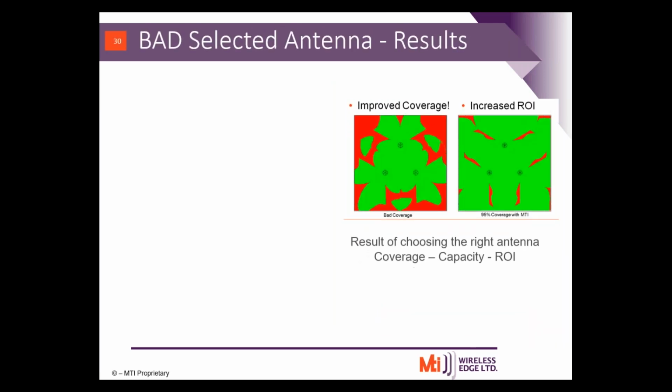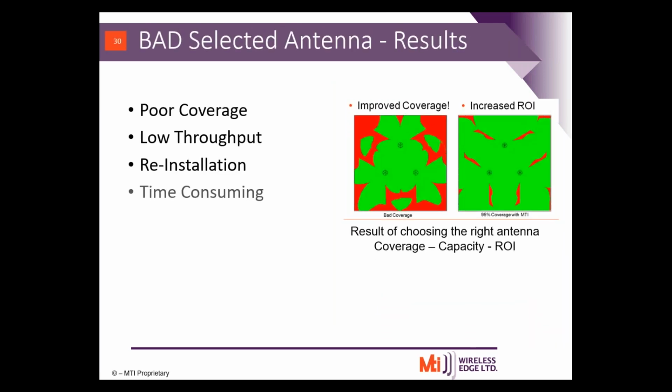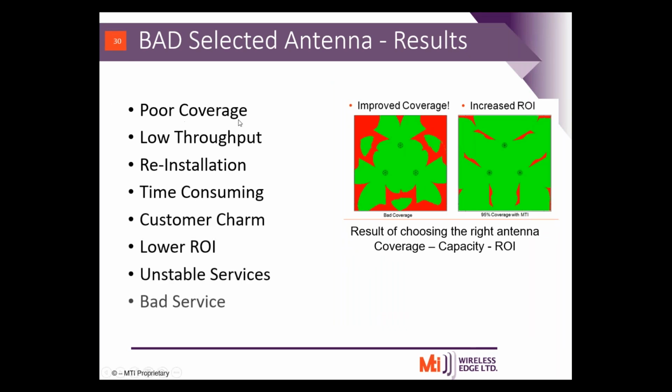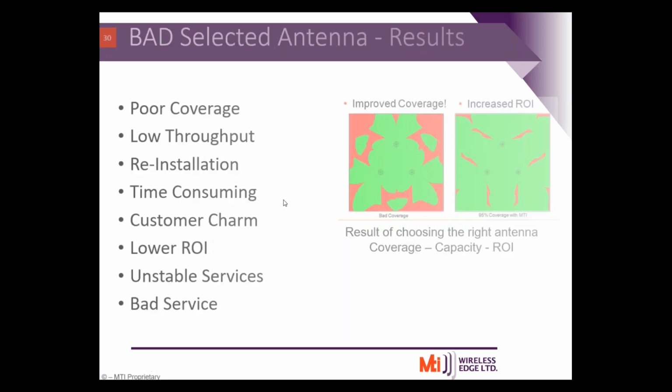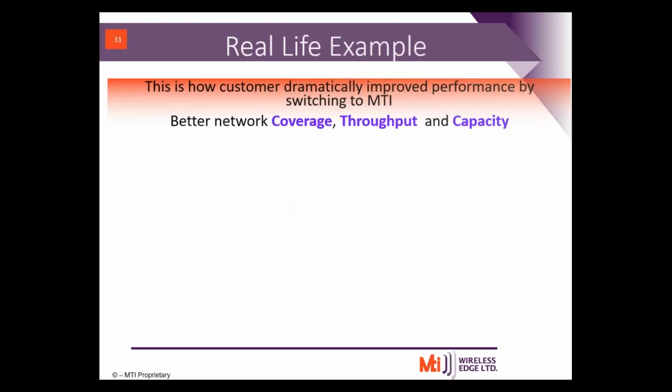So what happens if you have a badly selected antenna? You can count on coverage, throughput, reinstallation, consuming, customer churn, and lower ROI. You can see a difference between two different antennas of the same design. One has less coverage, and you need more sectors in order to cover all the area, or to increase the sectors.